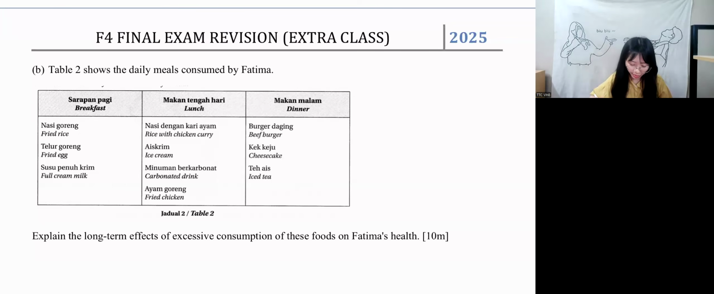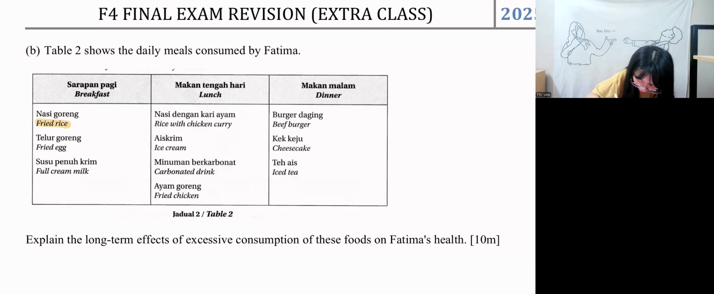So let me categorize them into different categories. First we talk about fats. Fats, I use this color. Fats we have fried rice, fried egg, full cream milk, chicken curry, fried chicken, beef burger. Burger of course has fats, right? Cheesecake.